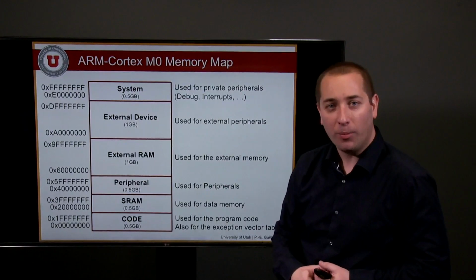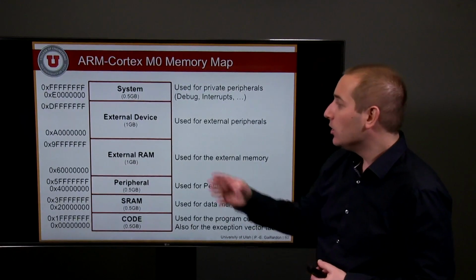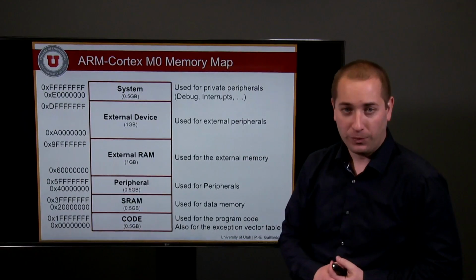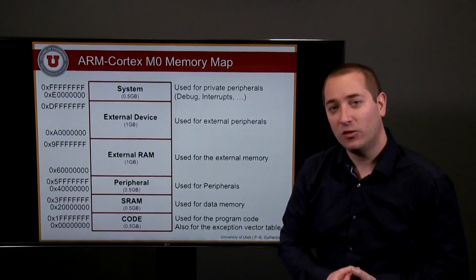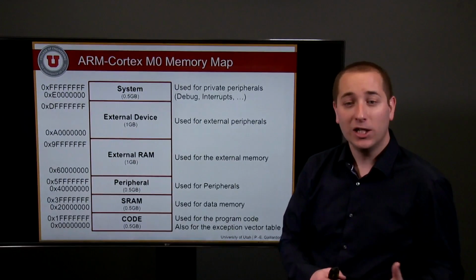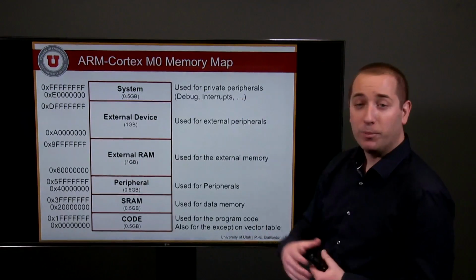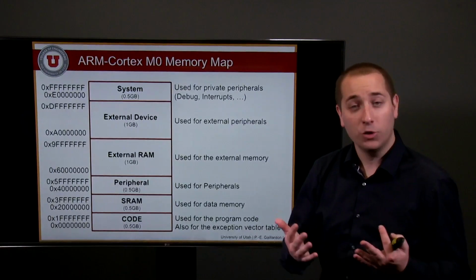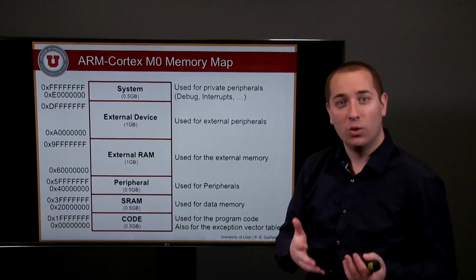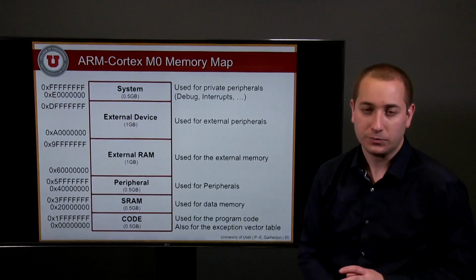Finally, at the top of the memory hierarchy, you'll find the system memory space that is used for private peripherals. Private peripherals, in a sense, private to the core. So the core will include debuggers, interrupt managers, and so on and so forth. You might want to control them, but they will be essentially linked to the ARM core itself.